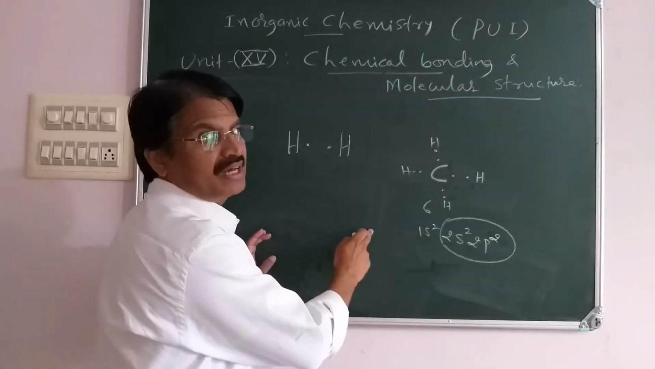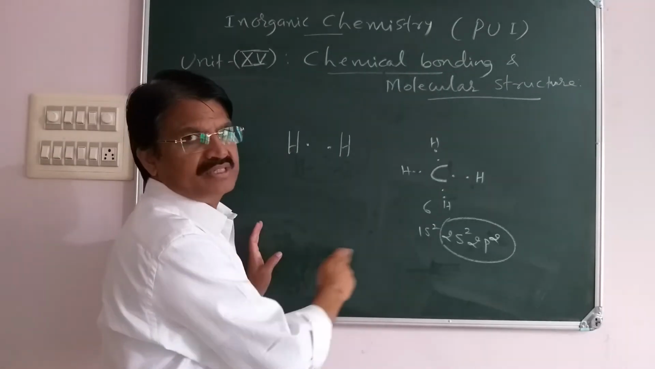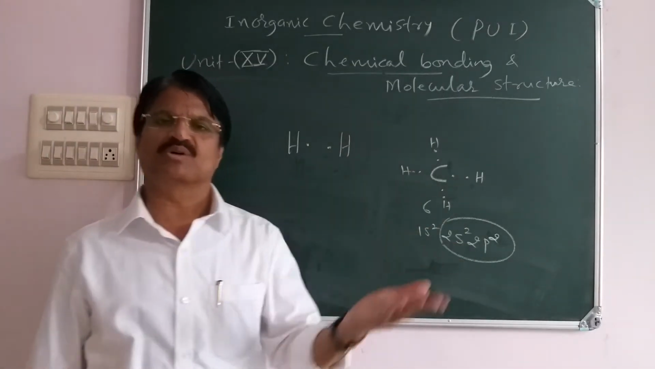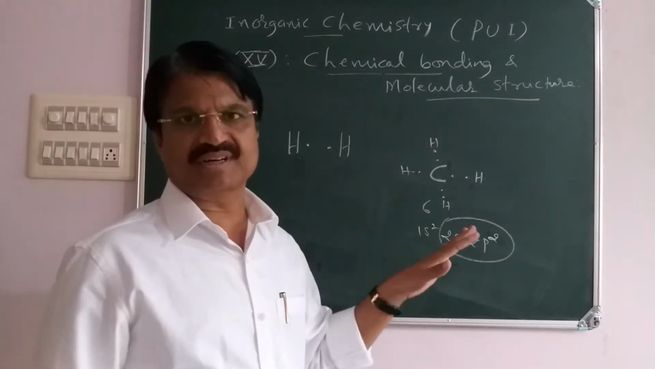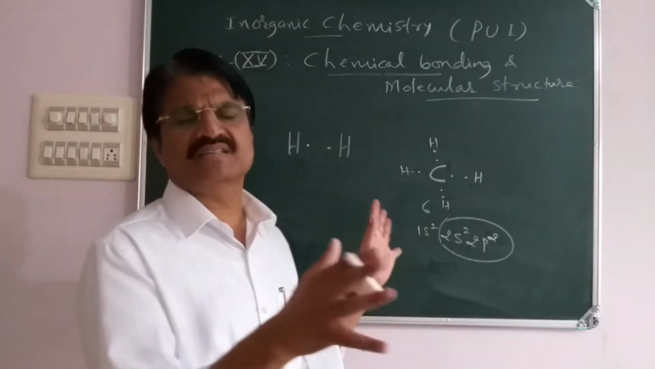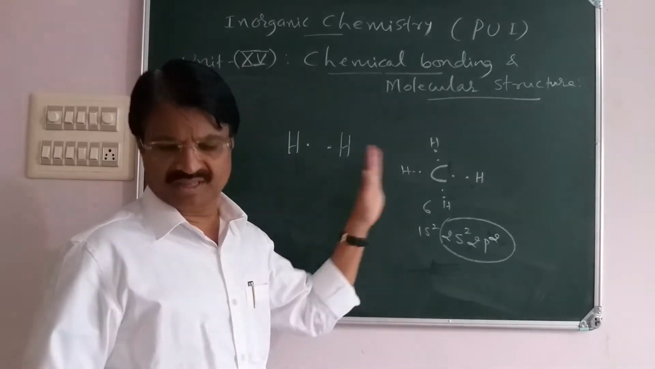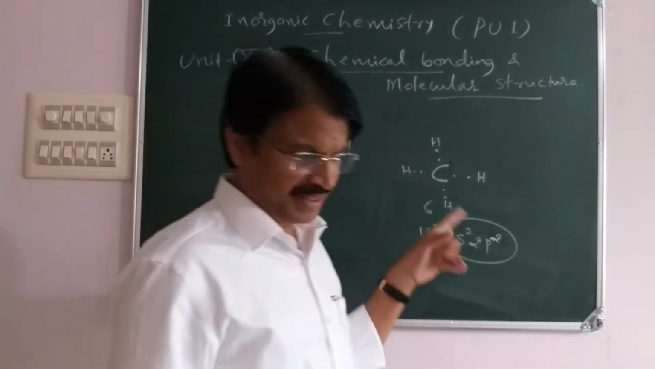So carbon, hydrogen, oxygen, nitrogen, hydrogen, oxygen, carbon, sulfur, etc. But in all these cases, there is a formation of what? Covalent bond. Formation of a covalent bond. So what is the main condition for a covalent bond?